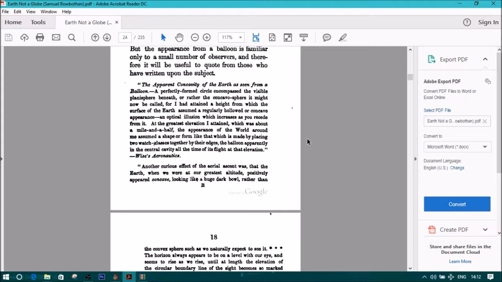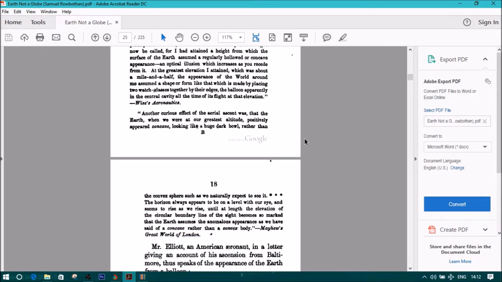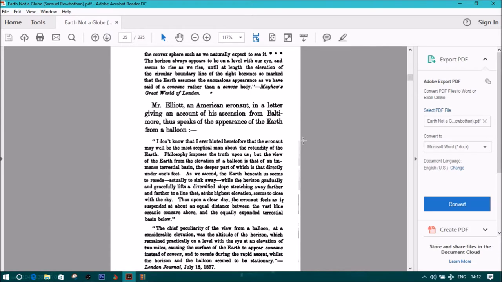Quote, from Mayhew's Great World of London: another curious effect of the aerial ascent was that the earth, when we were at our greatest altitude, positively appeared concave, looking like a huge dark bowl, rather than the convex sphere such as we naturally expect to see. The horizon always appeared to be on a level with our eye, and seems to rise as we rise, until at length the elevation of the circular boundary line of sight becomes so marked that the earth assumes the anomalous appearance, as we have said, of a concave rather than a convex body. Mayhew's Great World of London, end quote.